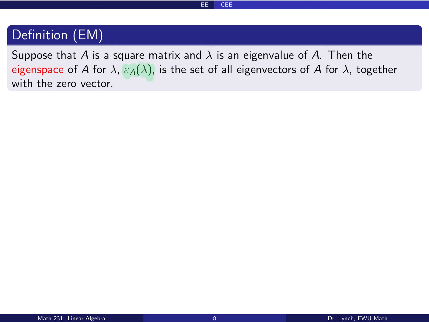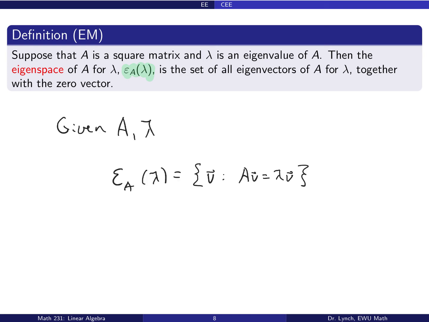Okay, so we can also express this in set notation, a convenient way. Quite simply, given A and lambda, the eigenspace, E sub A of lambda, is the set of all v such that Av equals lambda v. Now, I want to point out that this eigenspace explicitly includes the 0 vector. The 0 vector is not an eigenvector, but it does satisfy this relationship, so we include it in the eigenspace also.